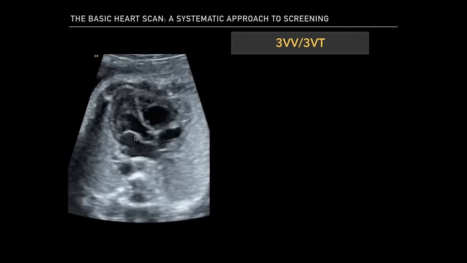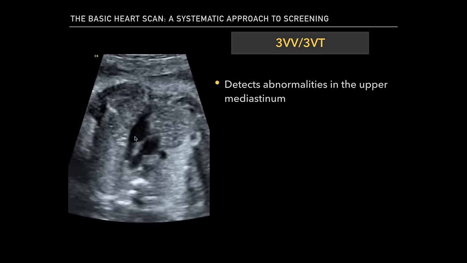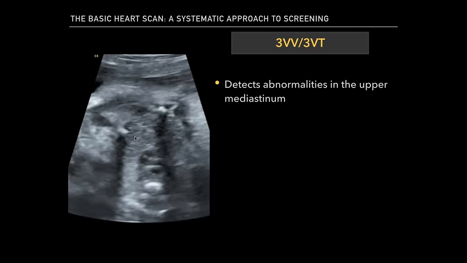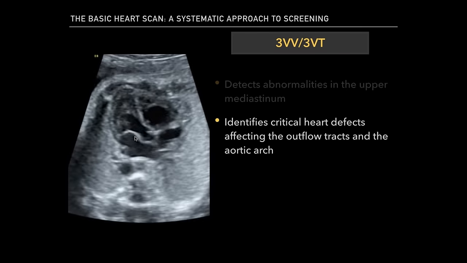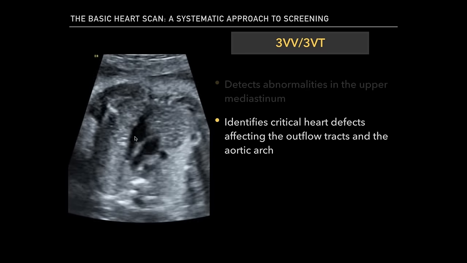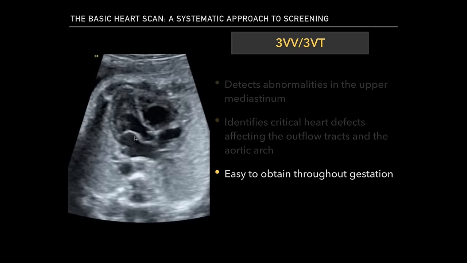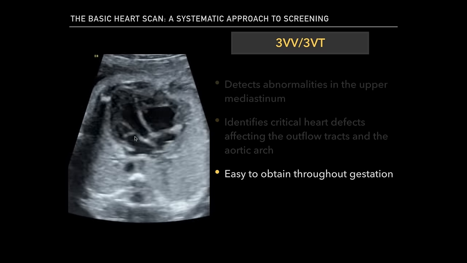So the three vessel trachea view is a very helpful view, as it's able to detect abnormalities in the upper mediastinum. It also allows us to identify critical heart defects affecting the outflow tracts and the aortic arch. And it is also very easy to obtain throughout gestation.